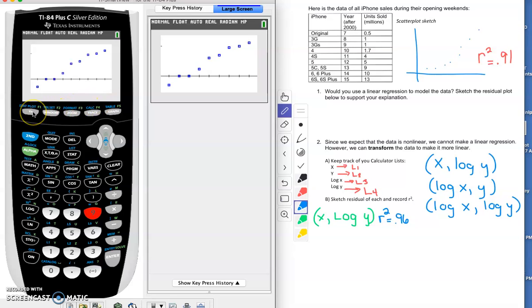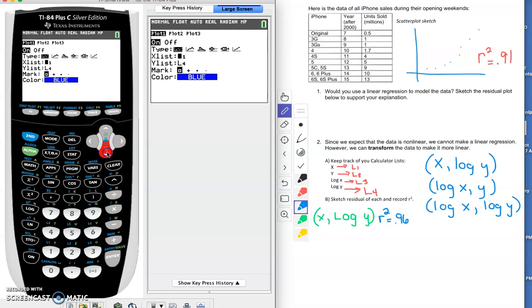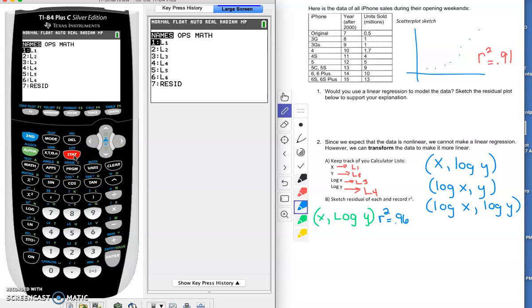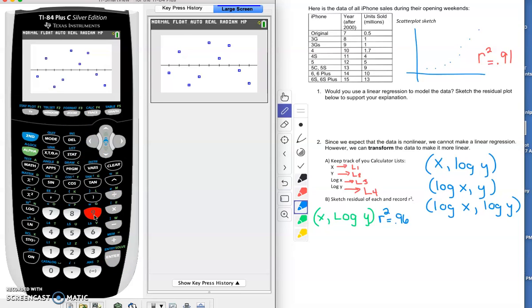Now let's actually look at the residuals. So they were stored in the background, and I'm going to do L1 versus the residuals. Option 7 again. There we go. Zoom 9. Ooh, that's looking a lot better. I'm seeing much more random scatter here. I'm liking this one, okay? But maybe I can do even better. I can create an even better model.